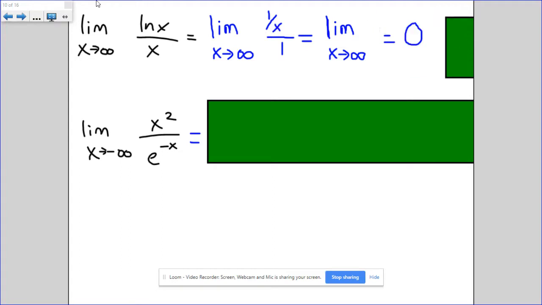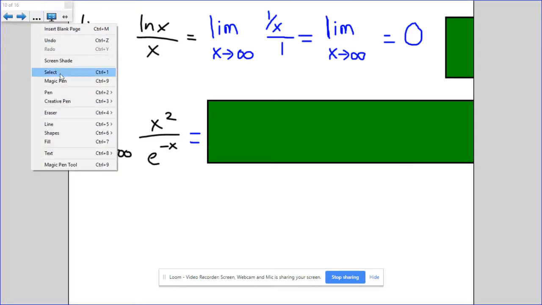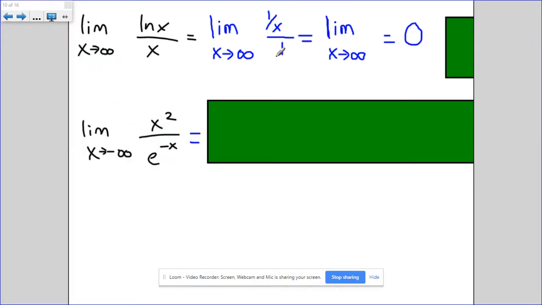I meant to write 1 over x right here. Okay. So 1 over x over 1 is the same as 1 over x. As x approaches infinity, the denominator gets huge. So this becomes things like 1 over 10, 1 over 100, 1 over 1,000, 1 over a million, 1 over a billion. That's getting tinier and tinier, so it's approaching 0.